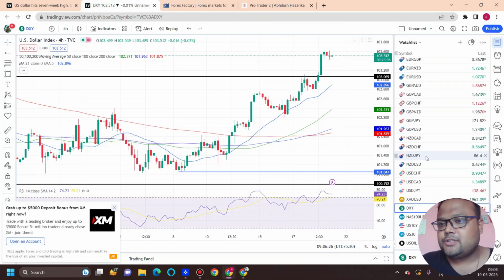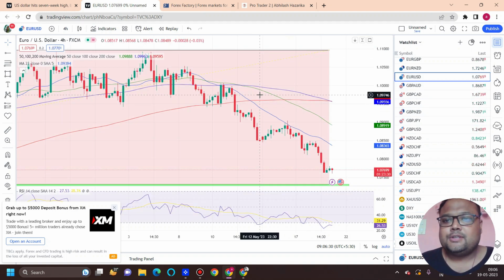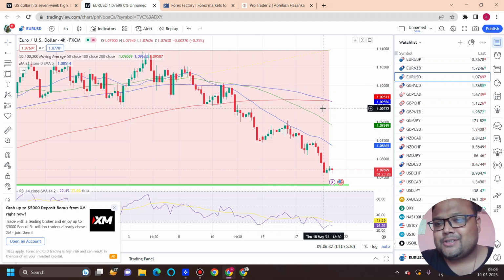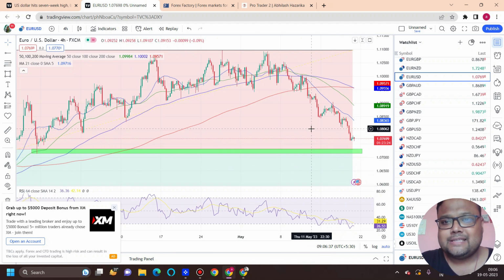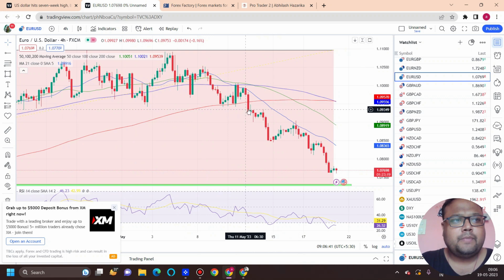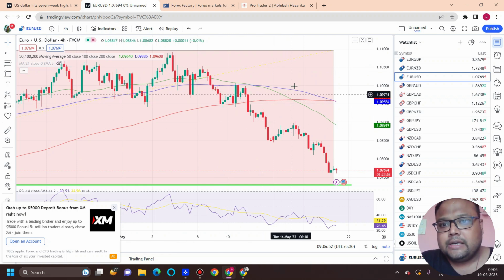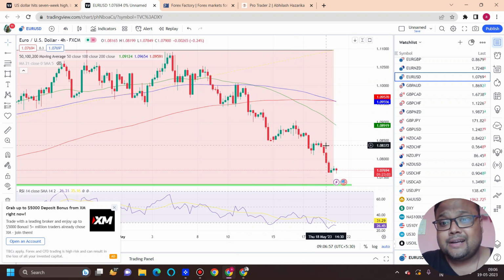Okay, so now let's talk about the chart of Euro USD. Euro USD is right now standing at 1.0769. This is the current market price here. You can see that today I have used many moving averages. Usually I prefer to use moving averages of 50, 100, 200, but as I can see, the 50 and 200 are not working much. These moving averages are far away from the current market price.